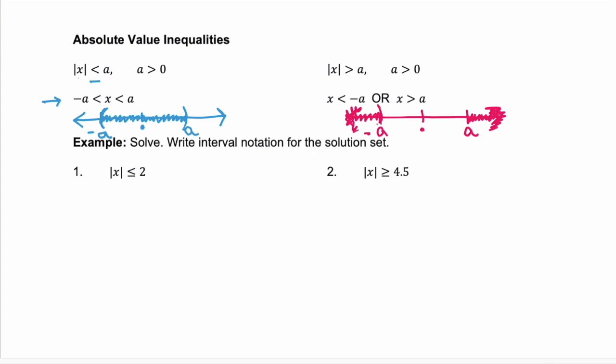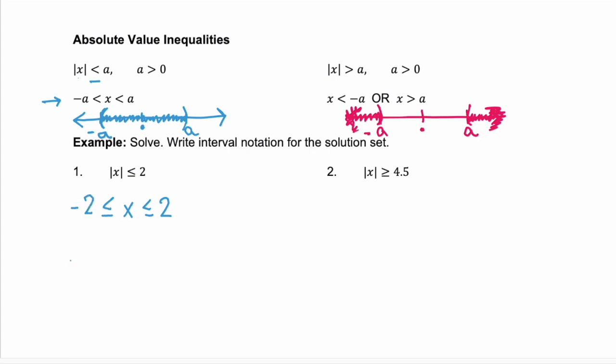So it's the outside pieces of our interval. So that gives us an "or" inequality, where we're solving both ends of our number line. Let's look at some examples. The first example, we have a less than. So that means our x needs to fall between 2 and negative 2.